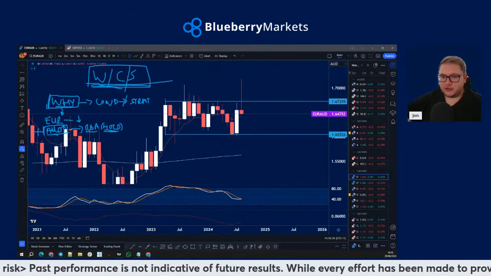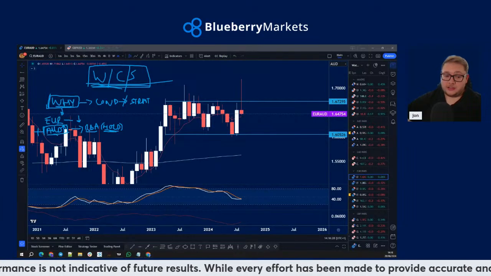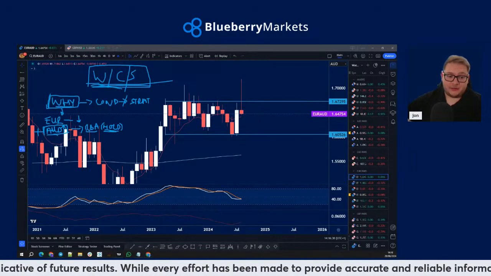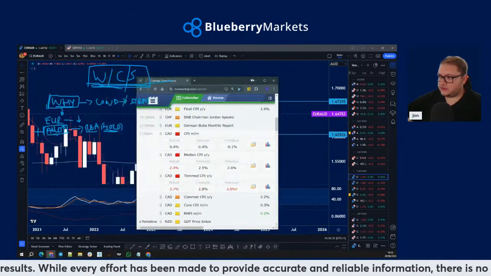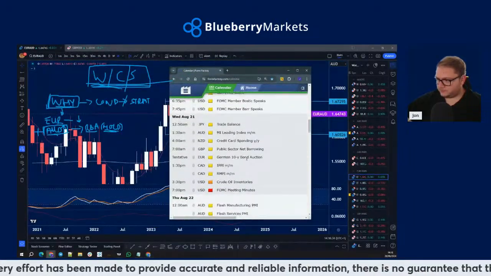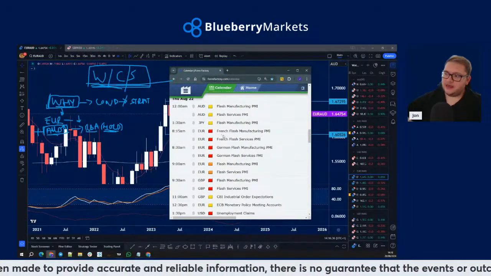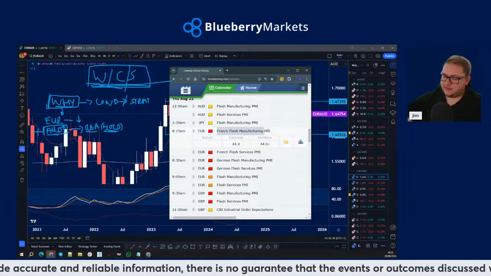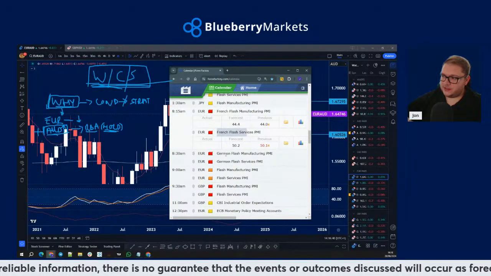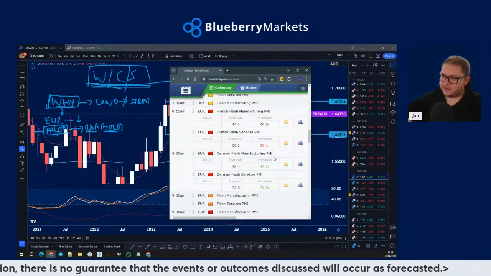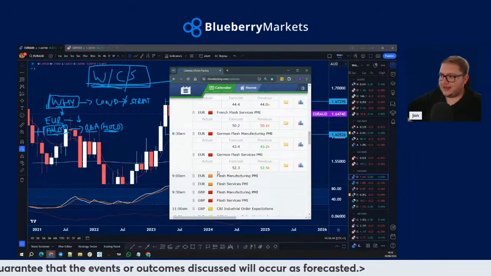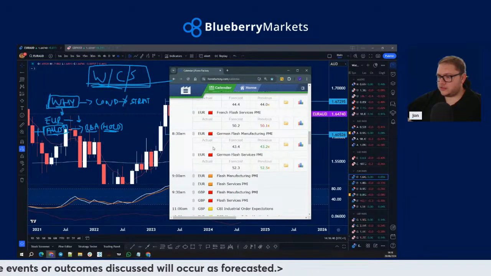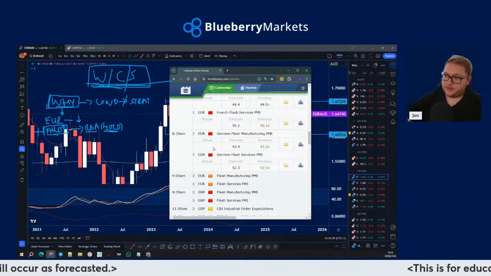And I think this is going to come, or this will be based on how the PMIs go this week. So if we just have a quick look at the data again. On Thursday, we've got French manufacturing PMIs, services PMIs. We've got German manufacturing PMI and services PMI. And I think this is where the euro is either going to become significantly stronger or weaker again, right?